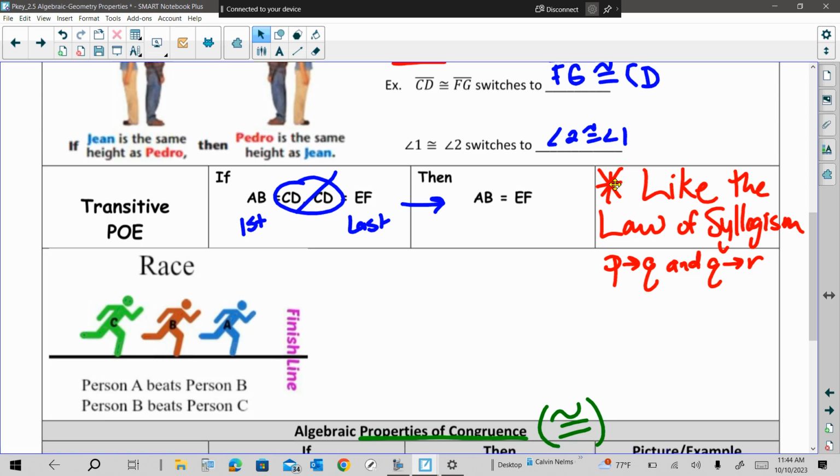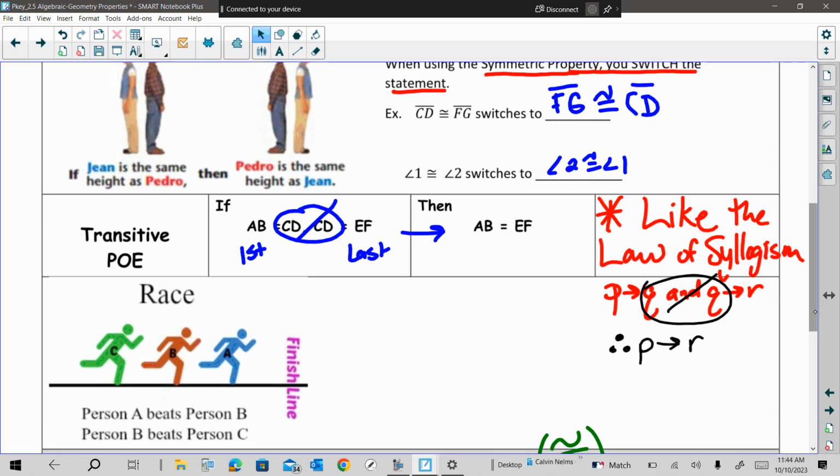Law of syllogism said P implies Q and Q implies R. Then I can take out that middle common part Q and conclude P implies R. If P, then R. So in a race, if I know person A beats person B and person B beats person C, then what can I conclude that person A also did? Yeah. A beats C. Syllogism.